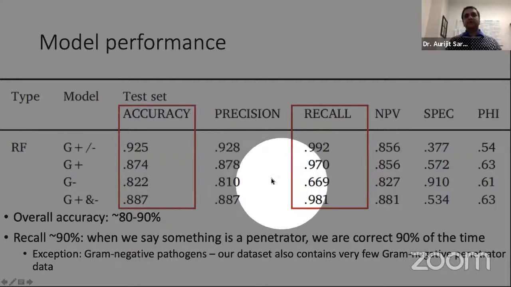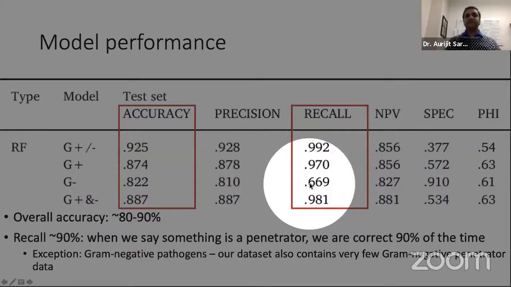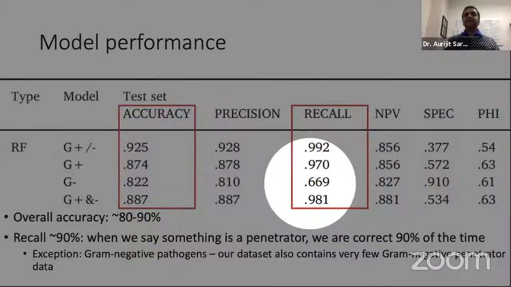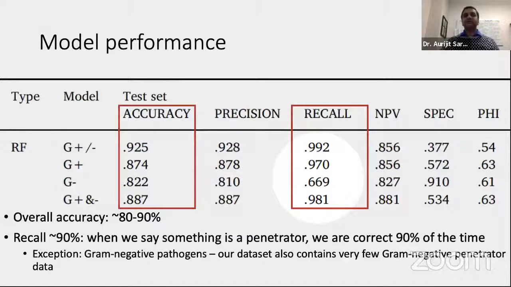recall. Recall is basically, if I want to express this in simple words, if your model is to predict something is a penetrator, what percentage of the time are you correctly making that prediction? So clearly, virtually 100% of the time in 3 cases, but in the case of gram-negative pathogens, it's only at about 65 to 70%. Why is that the case?